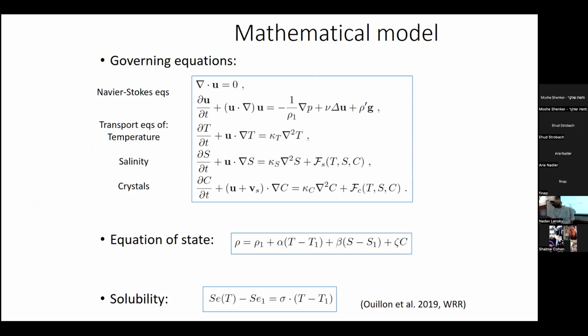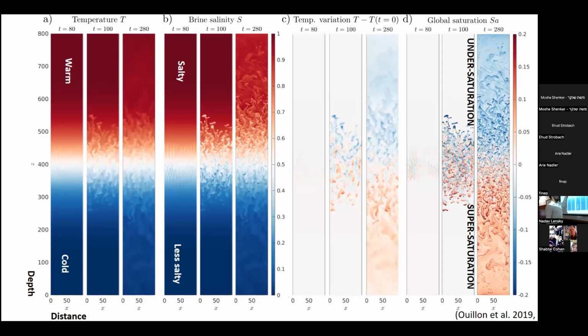So we simulated that with my colleagues. I have an NSF-BSF program with colleagues from Santa Barbara, and they know how to solve that. You know, the hydrodynamic equations, the Navier-Stokes equations, continuity, and then the transport equations of temperature, salinity, and crystals, and the equation of state, and the solubility, which is the expression of thermodynamics. When they solve all this, they get these two-dimensional charts. So these are two-dimensional simulations starting with warmer. And this is for temperature, salinity, temperature deviation, and salinity deviation from saturation.